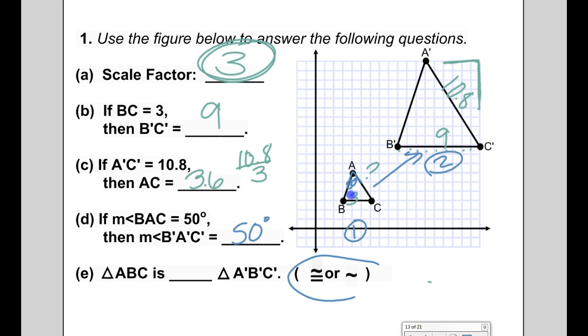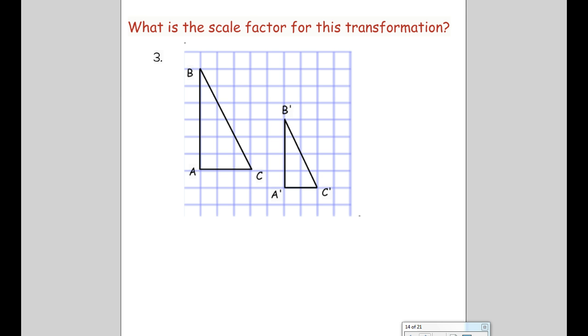Which symbol should we choose? Congruent or similar? Similar. I sure hope you say similar, because those are not congruent. So put a squiggly. It's like a sideways, backwards S. Or a tilde, right? In Spanish, it's called a tilde.